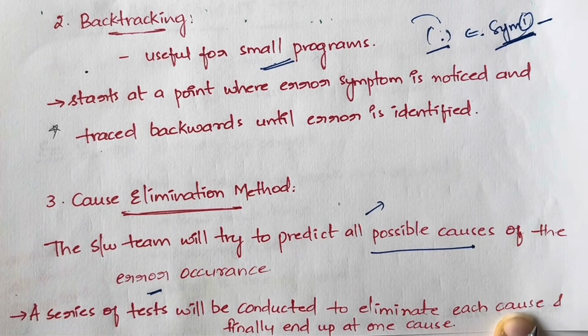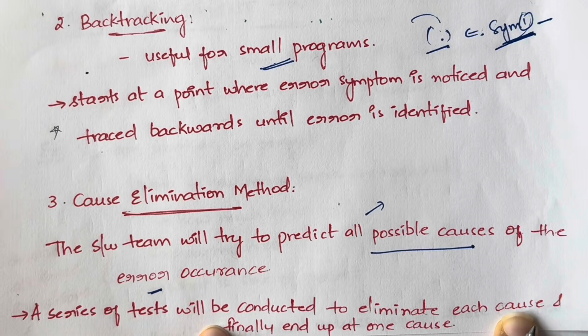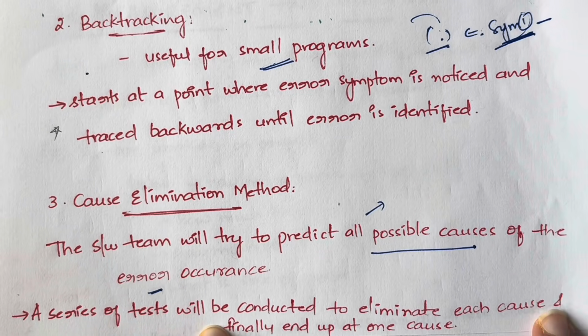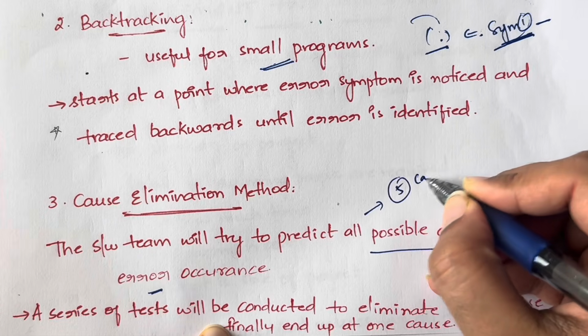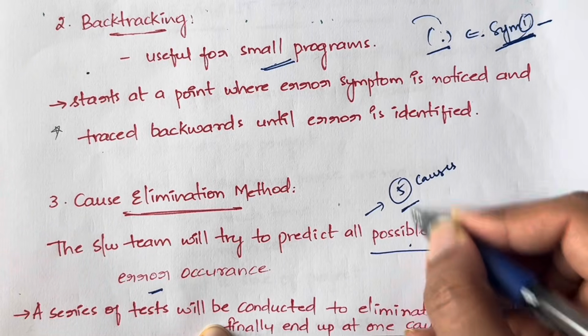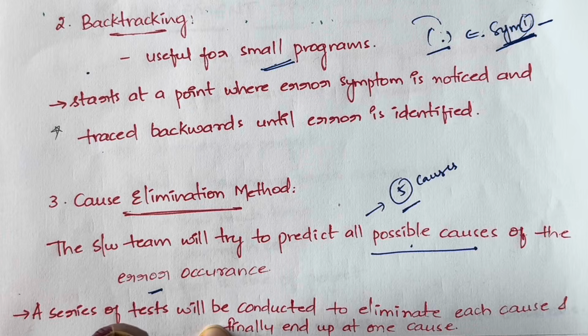So then they will start a series of tests to eliminate each and every cause, and finally they'll end up at one cause. Let's say they have identified 5 causes. So these are all possible, right? Not the exact reason why the error is coming.